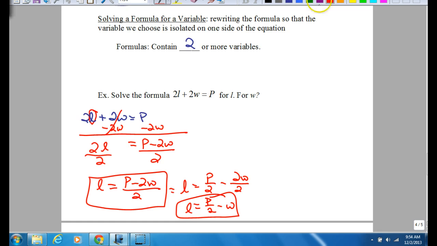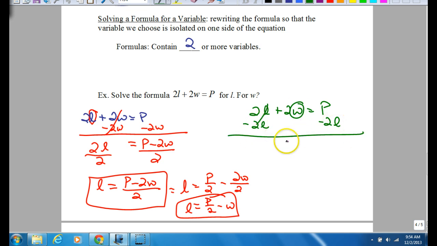Now, if I wanted to solve this for W instead, let's write it out over here. I'm trying to solve for this. What do I have to do to isolate W? Minus 2L. The same exact thing. Yep, you're right. So it'll be 2W equals P minus 2L. And then divide both sides by 2.